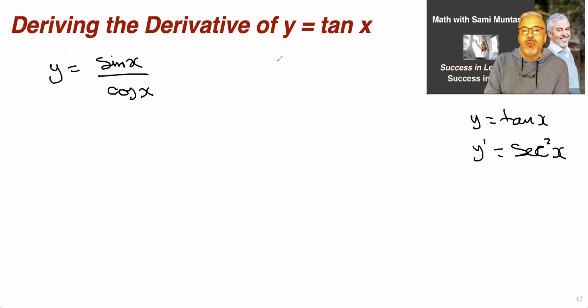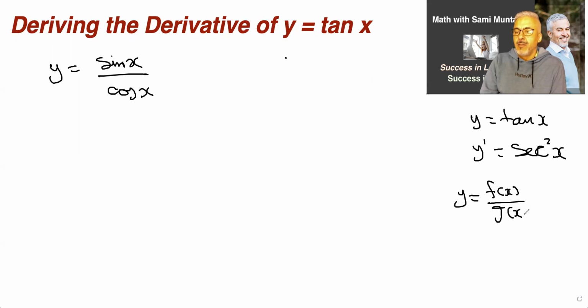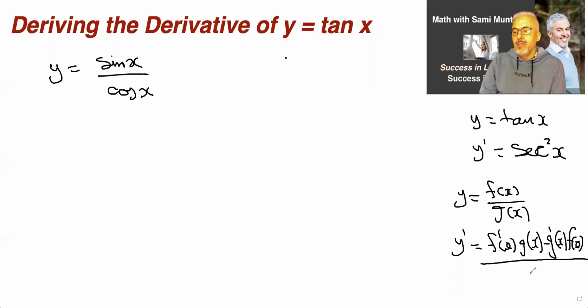And also, for any of you who don't know, the quotient rule says if y equals f of x over g of x, and you want to do y prime, which is the derivative, then it becomes f prime of x times g of x minus g prime of x times f of x, all over g of x squared.